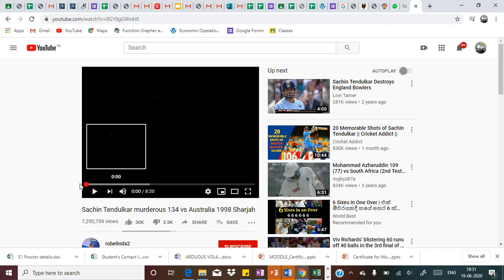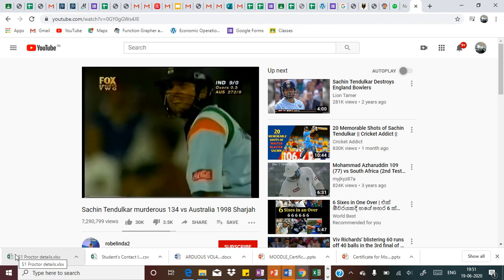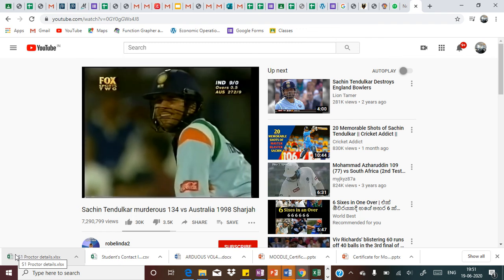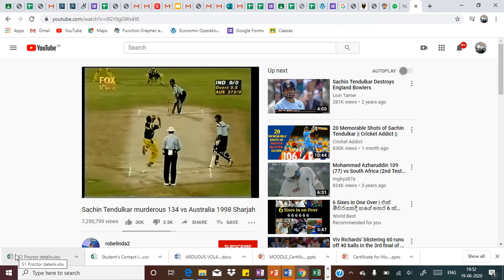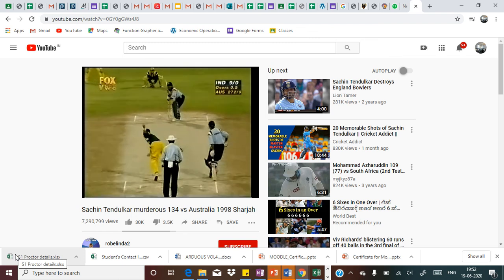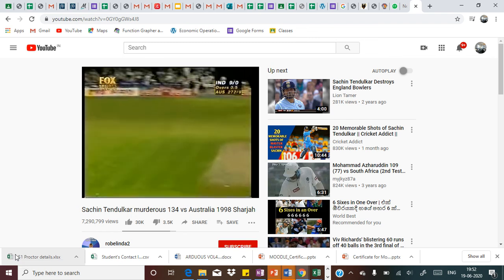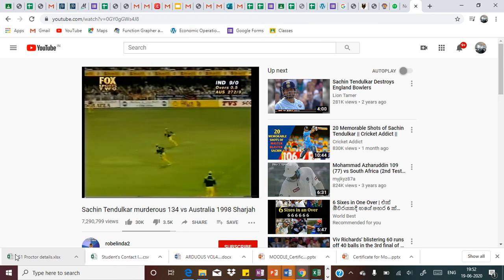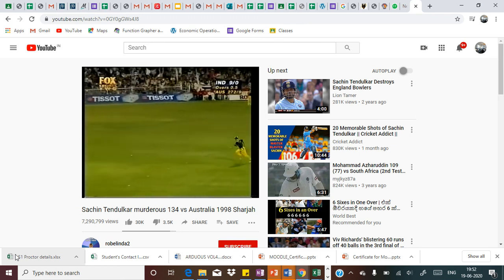So once again when you play this, you see this will now be played at an even lower speed. So the signal is now expanded over a very large period of time. You can clearly see the entire shot played at a very low speed, in slow motion. So this is what happens.